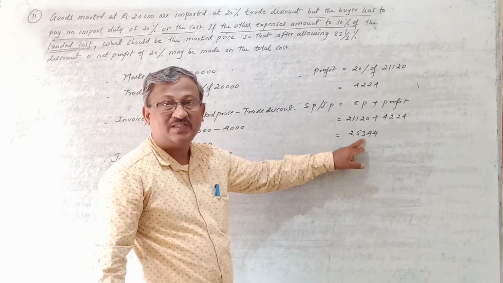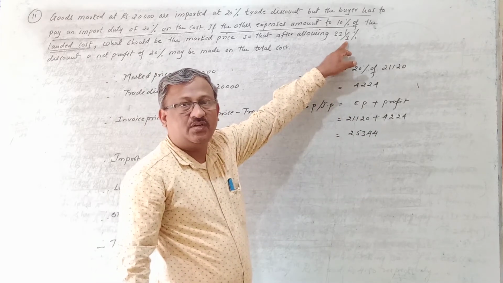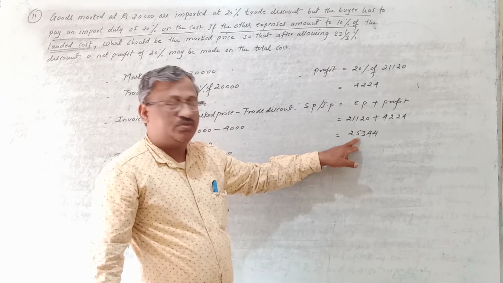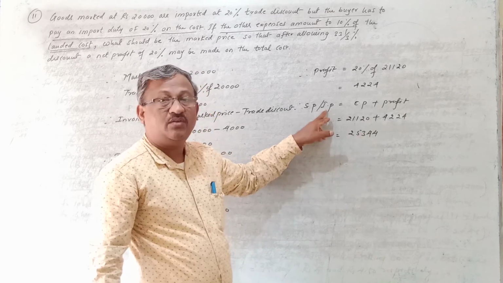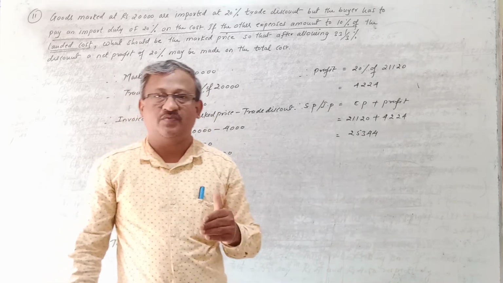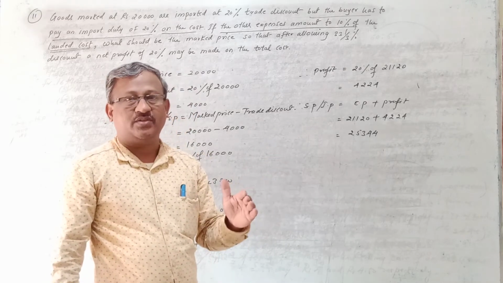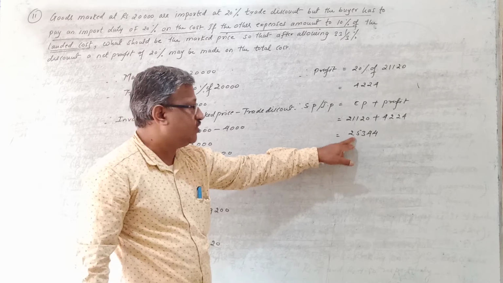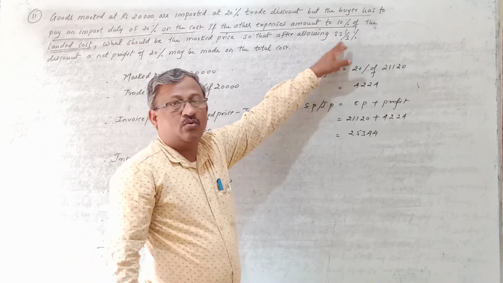But how does he sell? He sells his goods after giving the discount. After giving the discount on his mark price, he is selling his goods at 25,344 rupees. This is which price? Invoice price. So in previous problems we have seen how to determine the invoice price. How do we determine the invoice price? From the mark price, if we subtract the trade discount, what remains we call the invoice price. So this is the price after deducting the trade discount on his mark price.